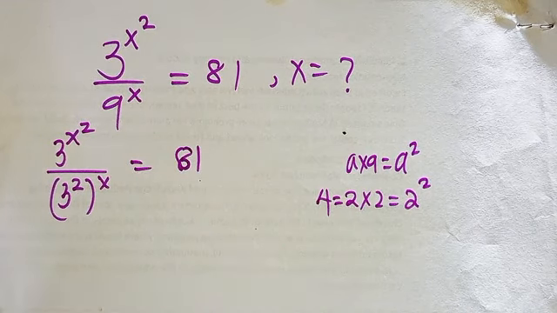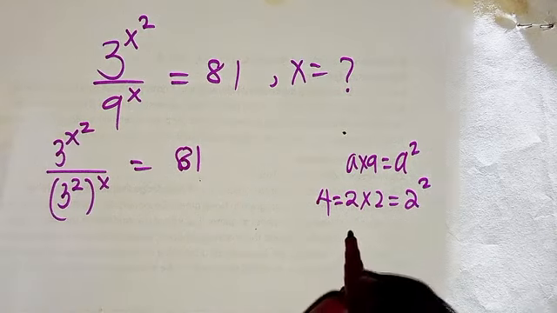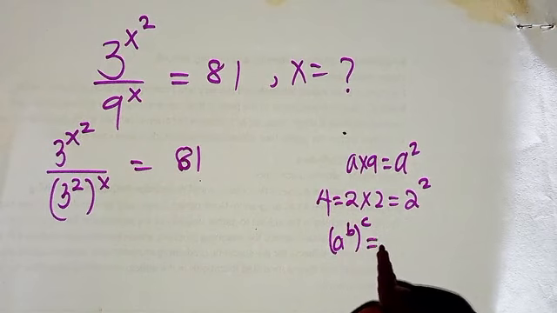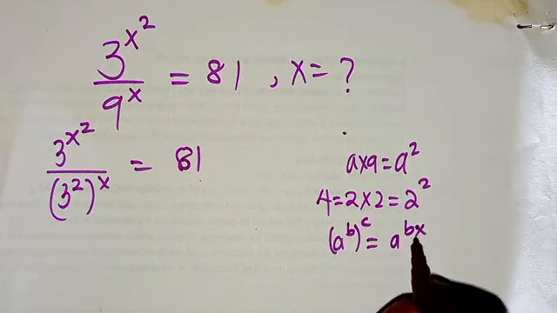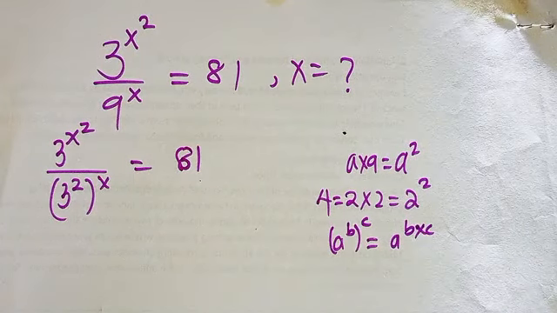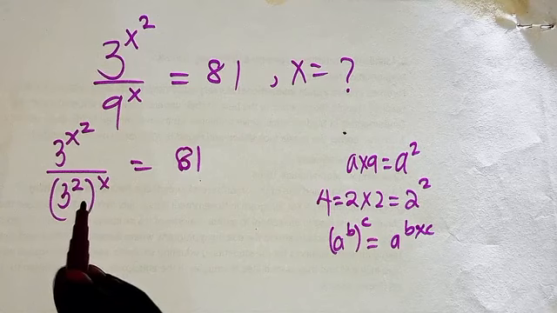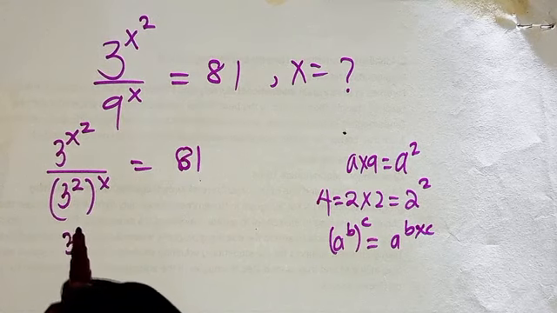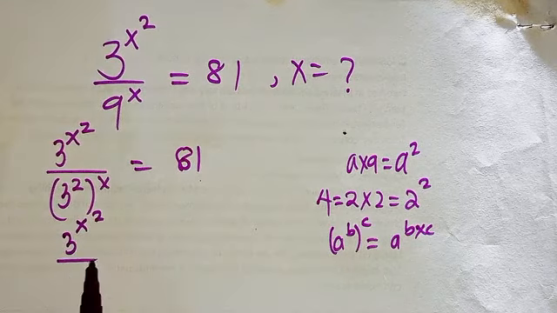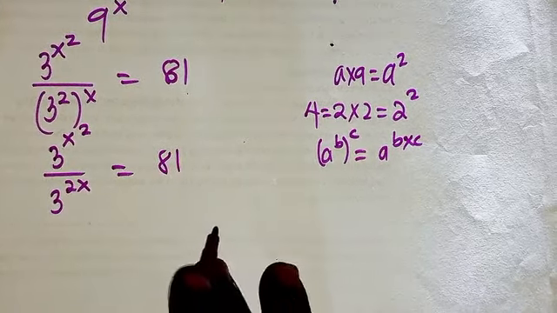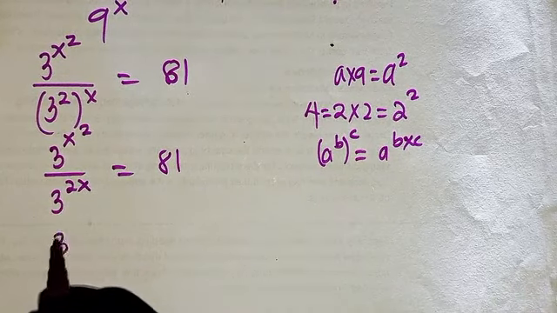From the law of indices again, whenever you have a to power b and you have another power c, this will be a to power b times c, right? So we are going to do that here. This is going to be 3 to power x squared over 3 to power 2x equals 81.